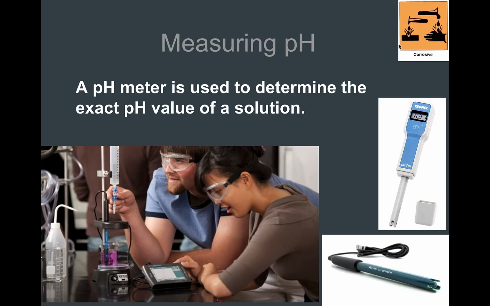A more specific way to know what the pH is is to use something called a pH meter. The pH meter will give you a numerical value for the pH of a substance. And there's several different kinds. Some of them are handheld. There's some Vernier probes that you'll use when you do labs, but they give you a much more specific indication of what the pH of that solution is.